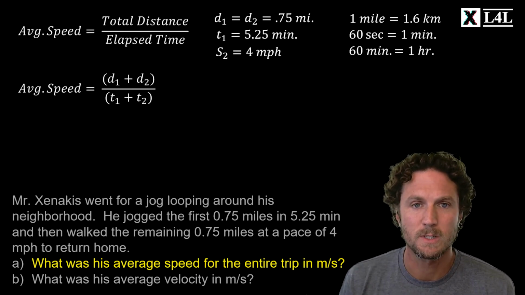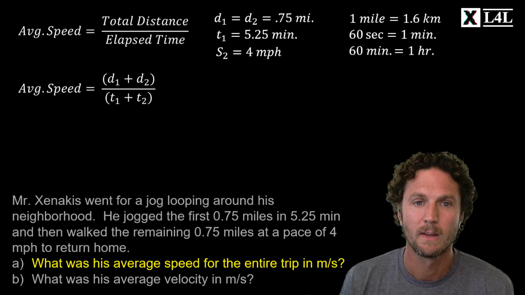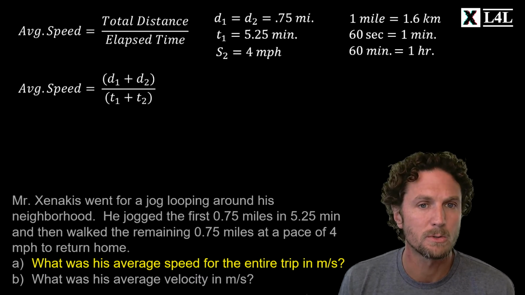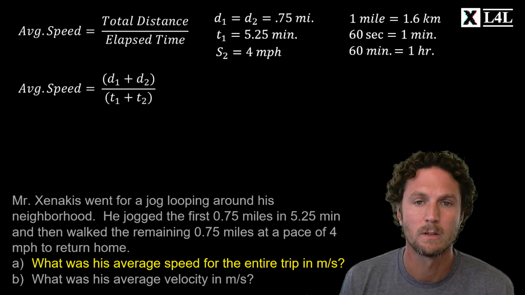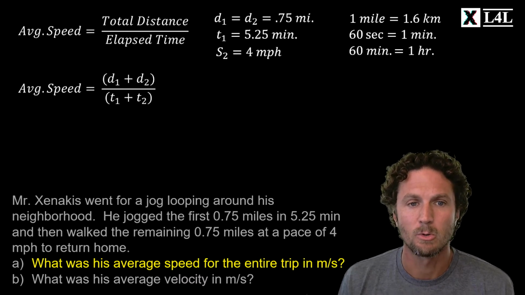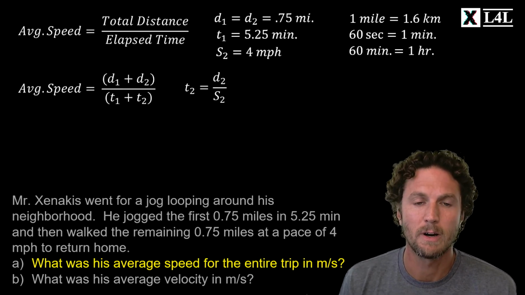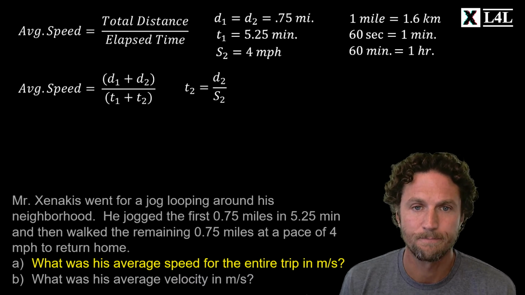In this case, the total distance is going to be D1 and D2 added together, divided by the total time, which is T1 and T2. Now I know all these variables except for T2. So let's go ahead and solve for T2. So reworking the speed equation, we can find that T2 is going to be equal to the distance 2 divided by the average speed 2.